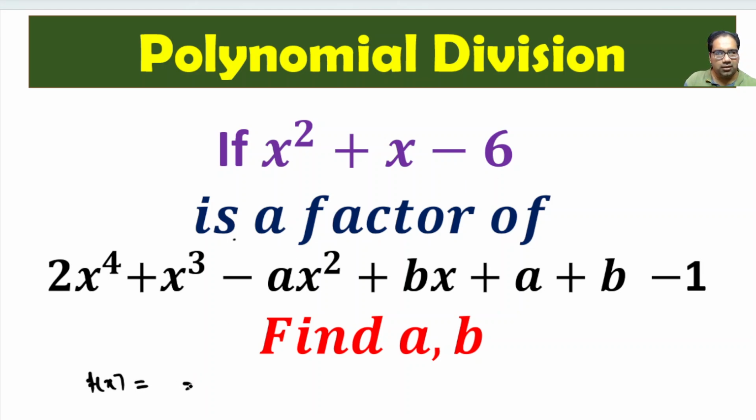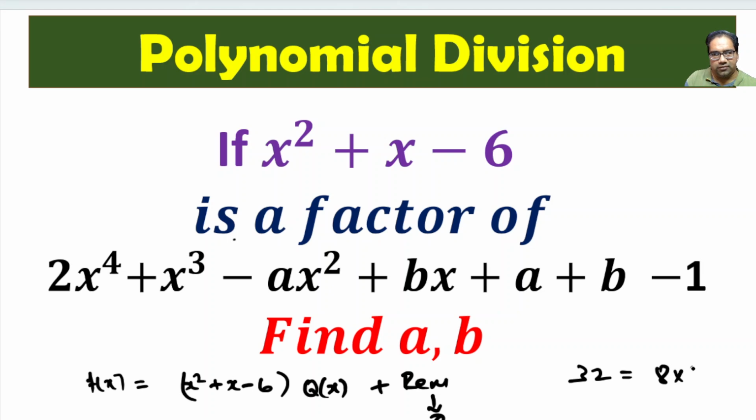This is the divisor, a polynomial, and it is a factor of f of x. That means there is some q of x plus a remainder which should be equal to 0, because x squared plus x minus 6 is a factor of this one. For example, in 32, 8 is a factor: 8 into 4 plus 0. There is no remainder. When we divide 32 with 8, we will get 4, but the remainder will be 0.